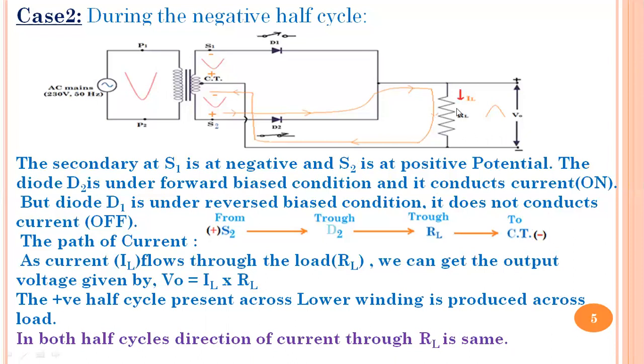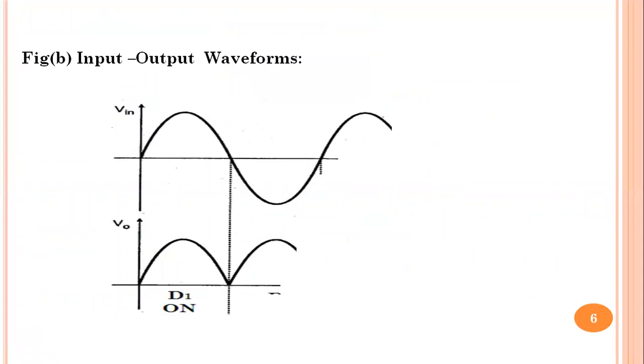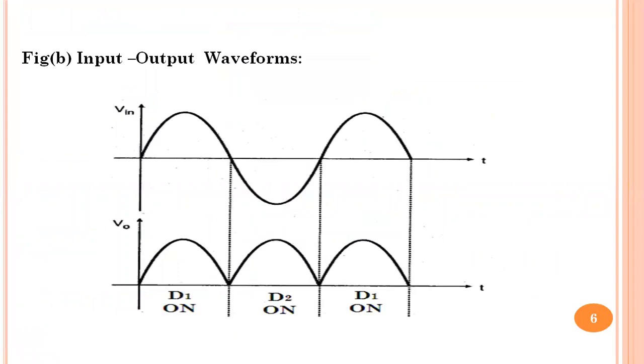Therefore, the complete cycle of AC input will be rectified by using the full wave rectifier. Hence, it is called a full wave rectifier circuit. We can understand the operation again by using the waveform. Say, one complete cycle of input, second half cycle, I have drawn here for the input waveform versus time.